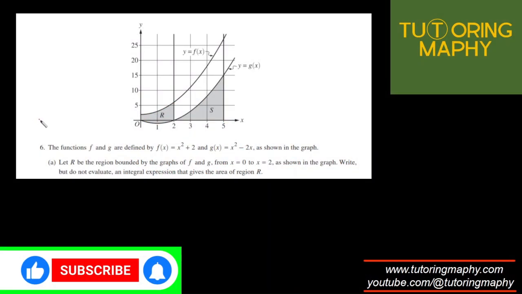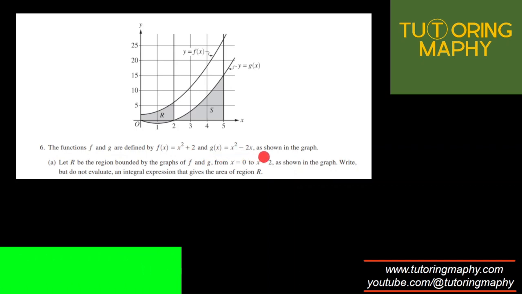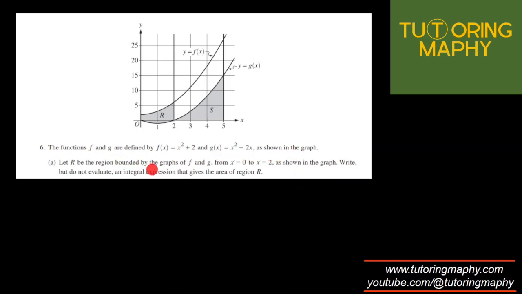So let's solve. The functions f and g are defined by f(x) is equal to x squared plus 2 and g(x) is equal to x squared minus 2x. Let R be the region bounded by the graphs of f and g from x equals 0 to x equals 2, which is obviously this, right? But do not evaluate an integral expression that gives the area.